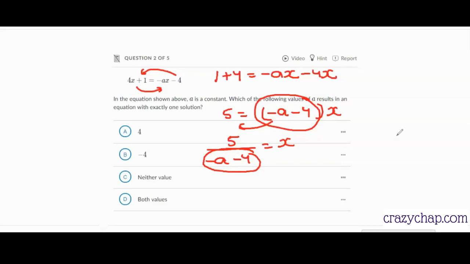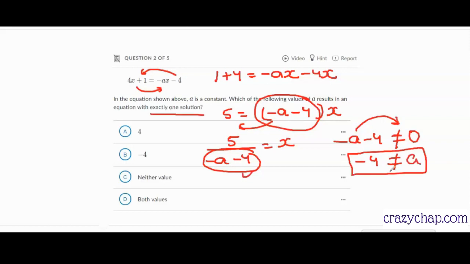Solving for a, minus a I will bring this side. Not equal to does not make any difference while solving, so it will just be like an equation. So minus a becomes positive a. So my answer is, to have exactly one solution and to solve for x, the value of a should never be equal to minus 4.